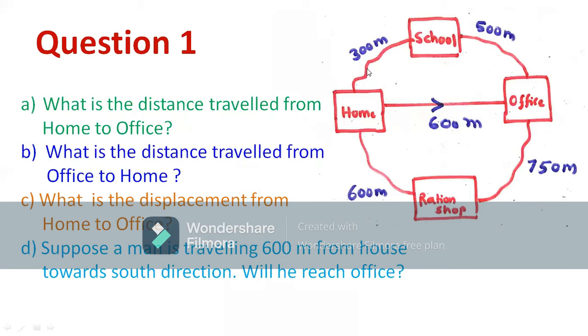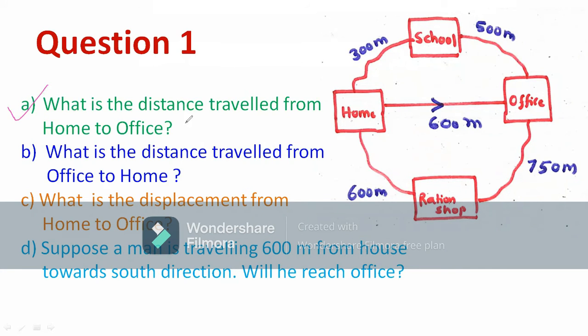Question number 1. Consider the figure. We can observe one figure in which a person starts from home to office through school, and afterwards he returns back to home, and the path is mentioned very clearly. Please answer the following questions. You have to recall the difference between distance and displacement, and the link is available in the description box and the i button.